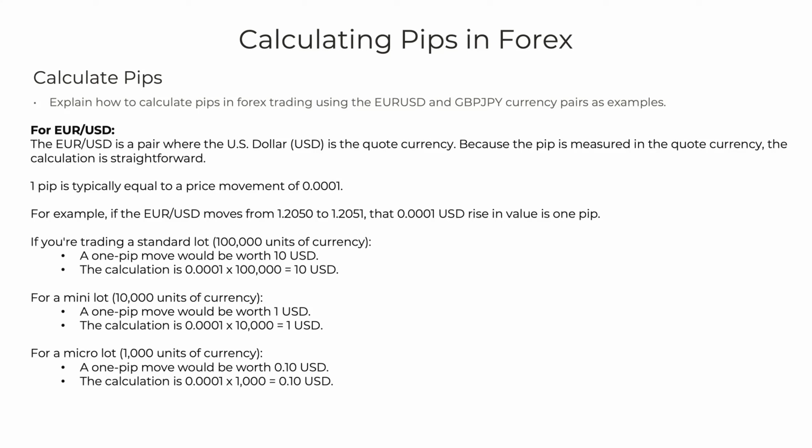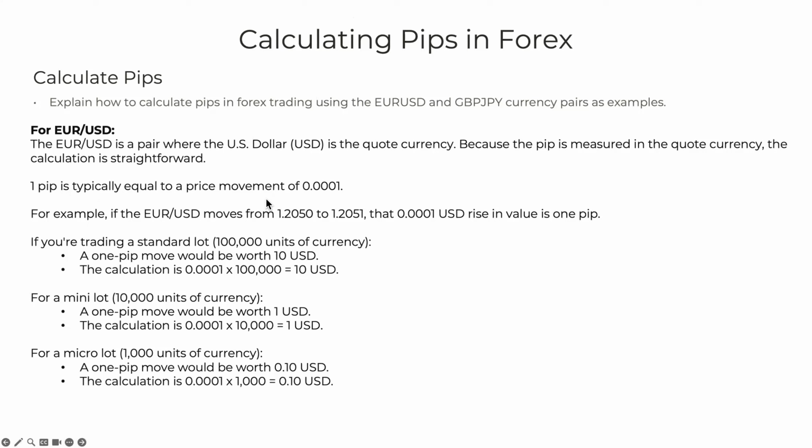Remember we said a standard is 100,000 units of currency. So if you take your calculator right now and place 100,000 in that calculator and multiply it by 0.0001, you get $10. Anybody got that? So for a standard, it will be $10 per pip. That's what you're seeing. A standard would be $10 per pip based on this.